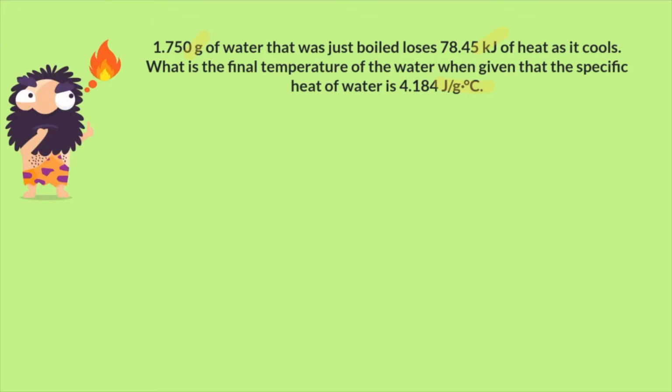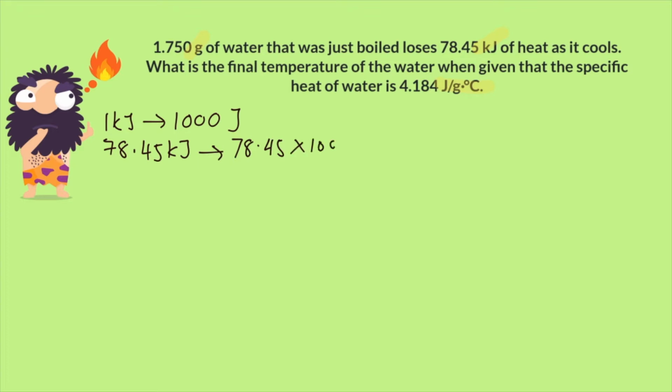As we already know, to convert 1 kilojoule to joule, you need to times 1000. So since you have 78.45 kilojoule, you need to convert it to joule. 78.45 kilojoule times 1000, you should get 78450 joule. So this is the first step that you need to do.